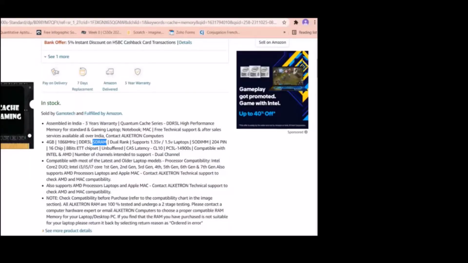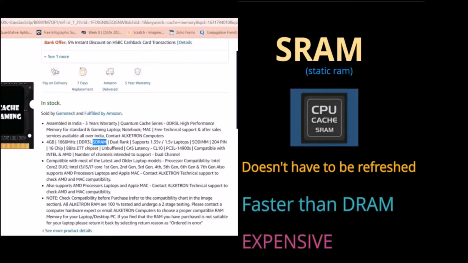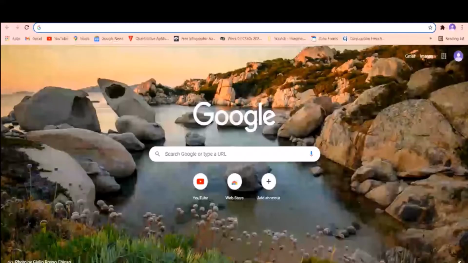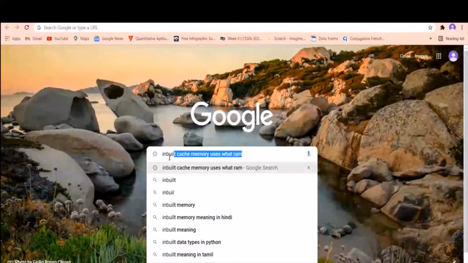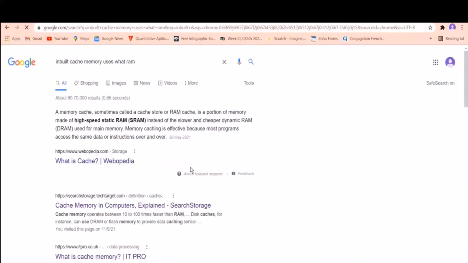So again I had a huge confusion. On Amazon I saw that cache memory uses an SD-RAM, but in the theoretical part I also saw that cache memory uses an SRAM. I was confused whether a cache memory uses an SD-RAM or an SRAM. Then I came to know that a cache memory is an inbuilt one. So I wanted to know what RAM an inbuilt cache memory uses. An inbuilt cache memory uses an SRAM, whereas what we saw on Amazon was not an inbuilt cache memory, so it uses an SD-RAM. But by default, an inbuilt cache memory always uses an SRAM.